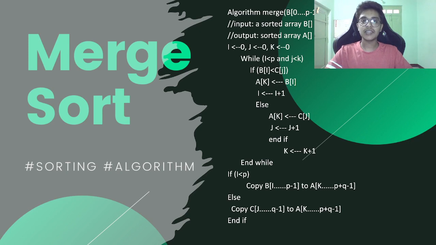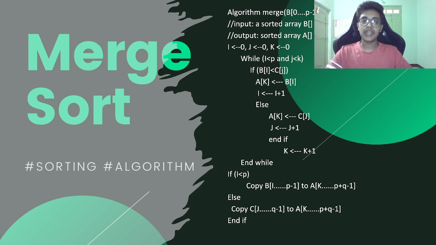Here, the first initializations done are I, J and K, which are all initialized to 0, and the following is a while loop, where while I is less than P and J is less than Q: if B of I is less than C of J, then it moves into the if portion, that is, A of K is set to B of I, and the I value is incremented by 1. Or the else portion is executed, where A of K is set to C of J, and J becomes J plus 1. This is the end of the if, followed by an increment to the K value, that is K becomes K plus 1.